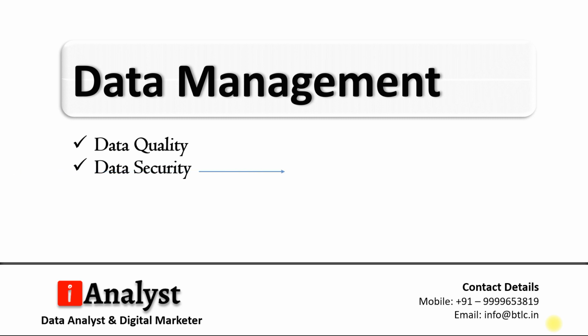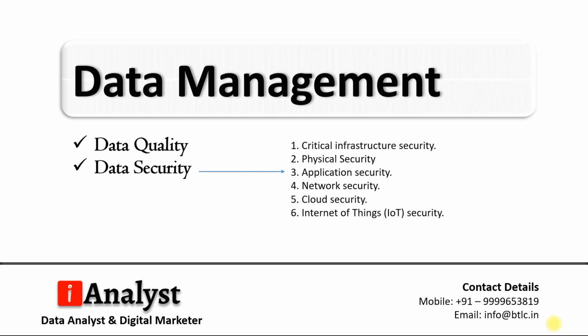There are 6 types of cybersecurity. 1. Critical infrastructure security. 2. Physical security. 3. Application security. 4. Network security. 5. Cloud security. 6. Internet of Things, IoT, security.